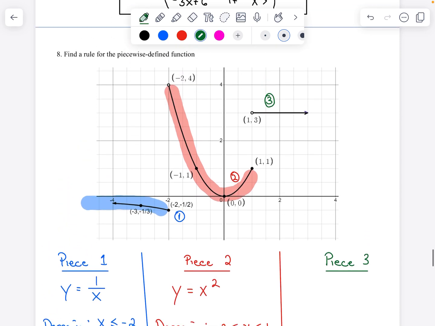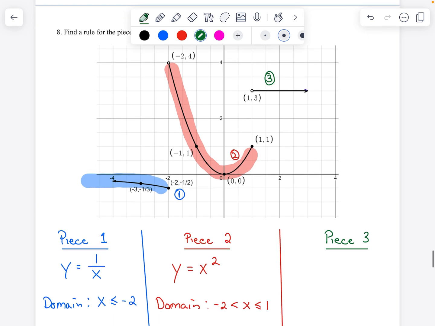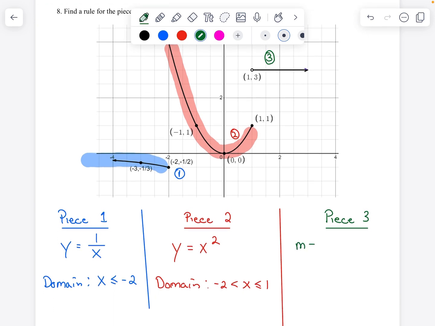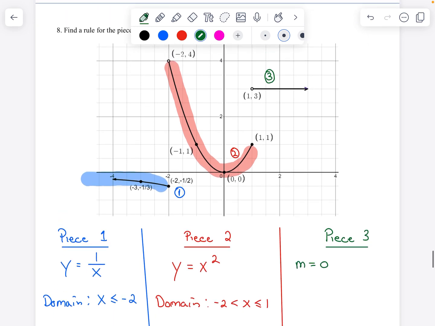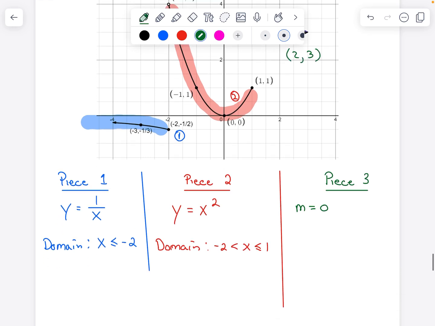Okay, piece 3 is a horizontal line. And to find the rule for the horizontal line, we're going to need the slope and a point on that line. Recall that the slope of a horizontal line is 0. And I'm going to choose the point 2, 3.